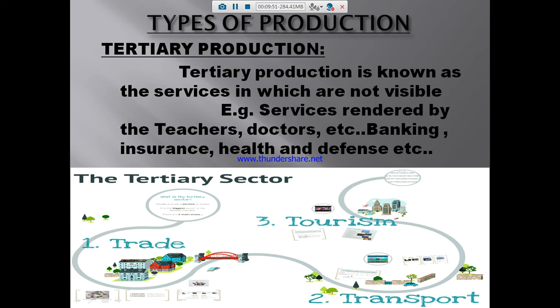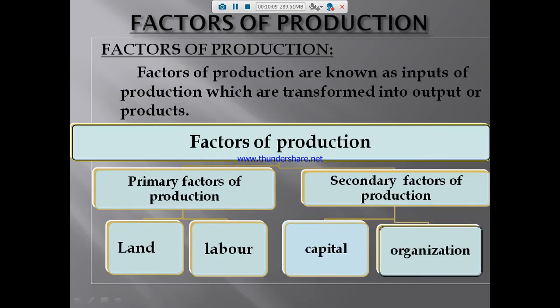I need to say the important point that most of the gross domestic product, GDP rate, our income rate of our country, is contributed only by the tertiary sectors. Okay, that means engineering and buildings, everything. Okay. So next we are going to see the factors of production.